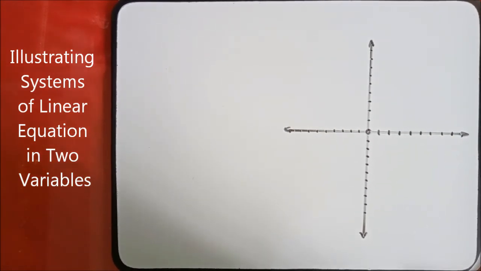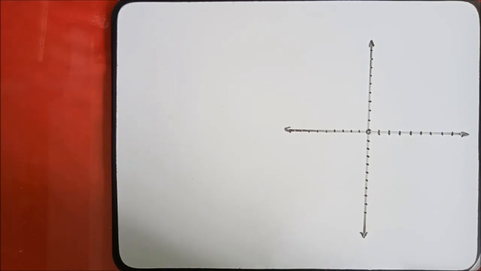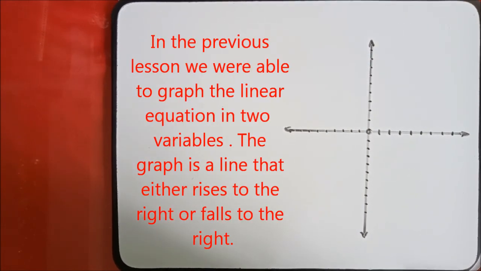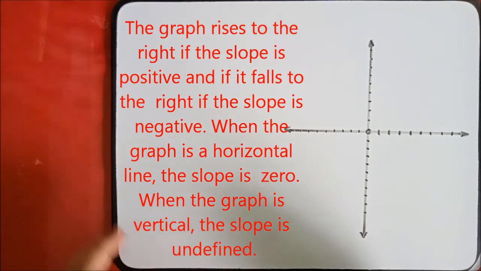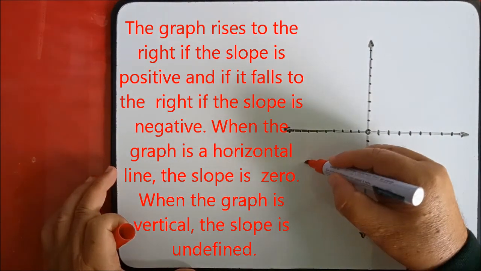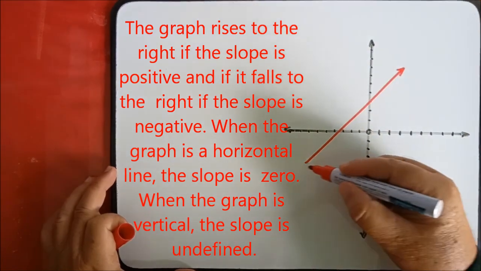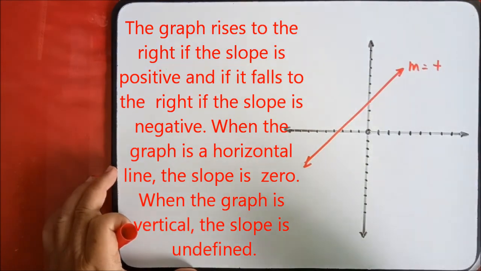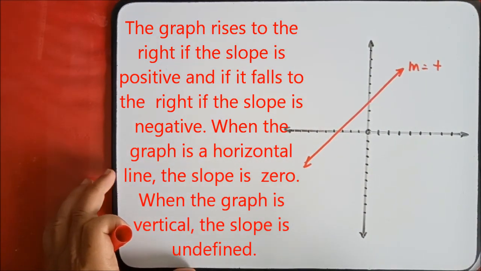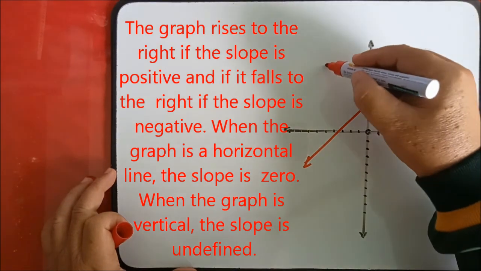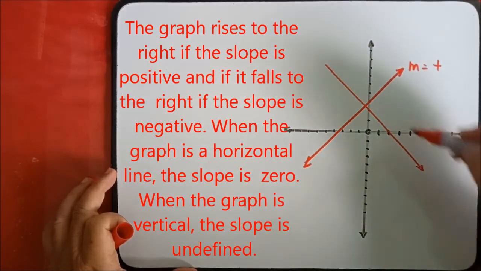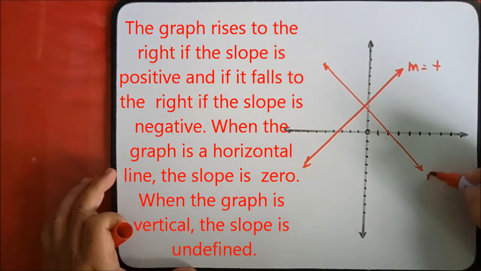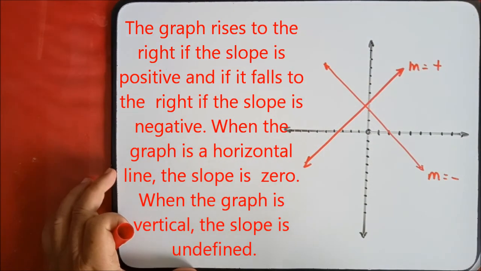In the previous lesson, we were able to graph linear equations in two variables. The graph is a line that either rises to the right or falls to the right. The graph rises to the right, okay, pataas, if the slope is positive. If it falls to the right, then the slope is negative.